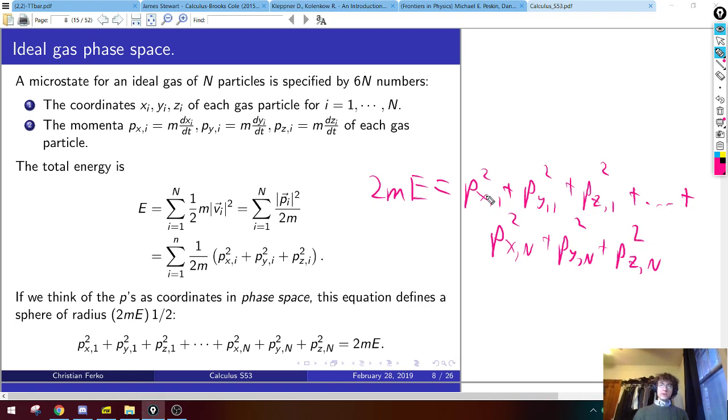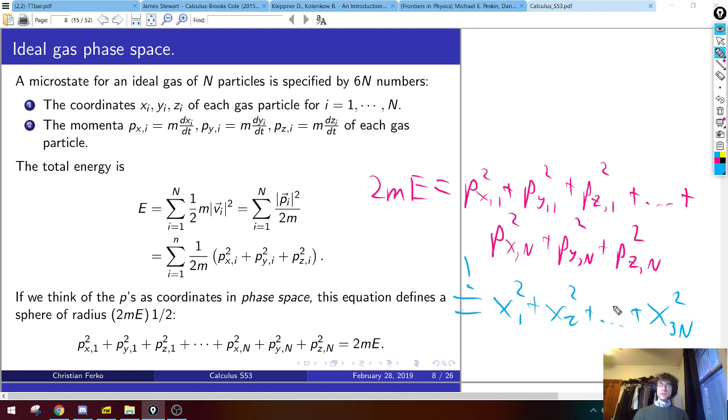And now what we're going to do is think of the right-hand side as the coordinates in a new higher dimensional space. So for instance, if I called these coordinates just x1 up to x3n, this would be like x1 squared plus x2 squared plus dot dot dot plus x3n squared, because there's a total of 3n of them, since these are just the momenta, not the positions. But we know what this equation is.